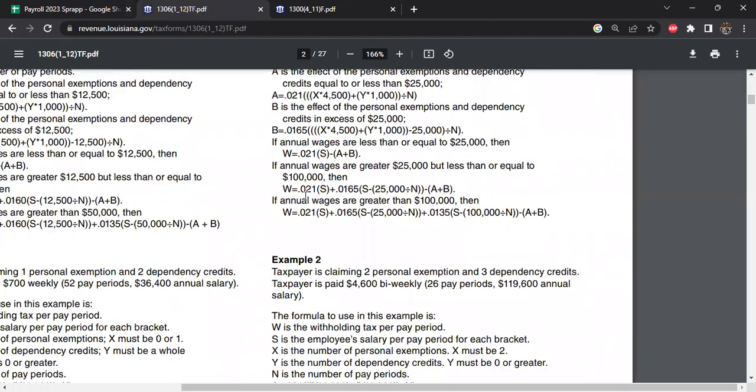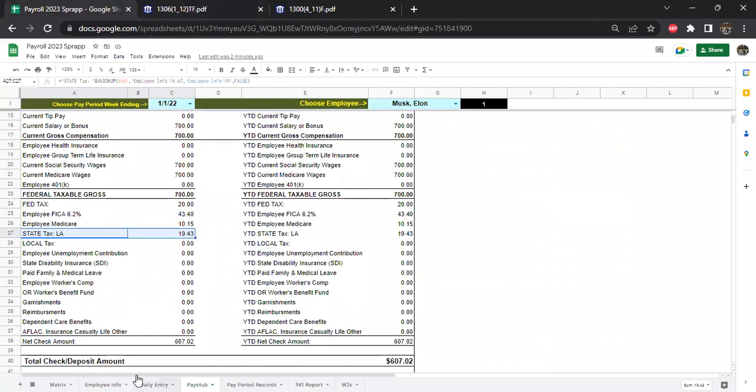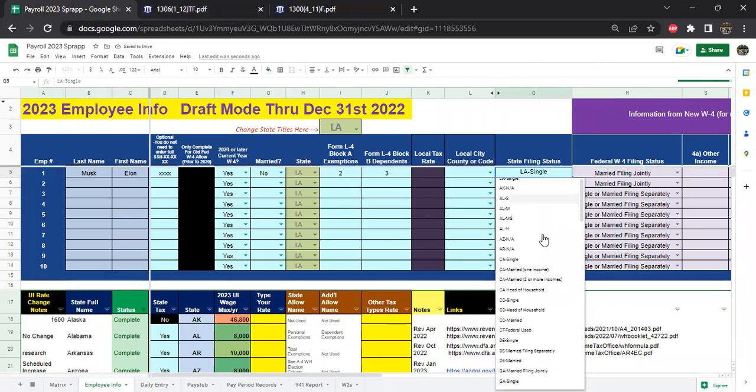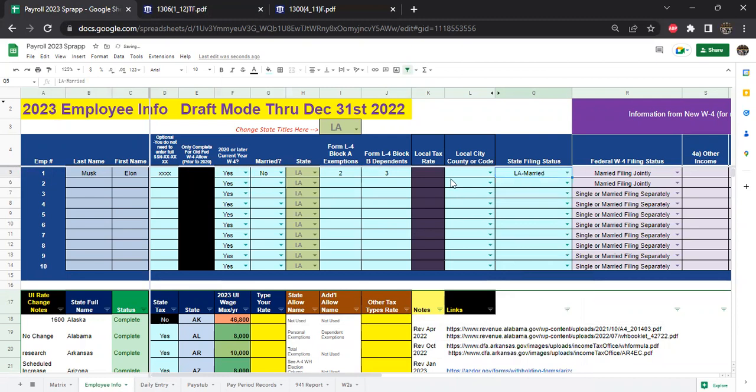Okay. So here's the example. 2 personal exemptions, 3 dependency credits, 4,600 bi-weekly. That means they get paid every 2 weeks. So let's start changing things. They have 2 under their block A exemptions. They have 3 under their dependents. They are LA married. So you scroll and find LA married. Okay. That's another option.